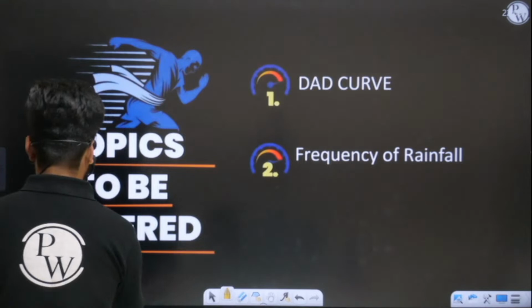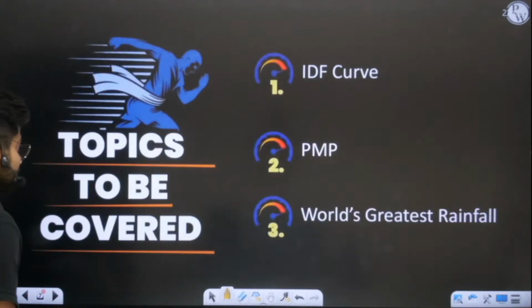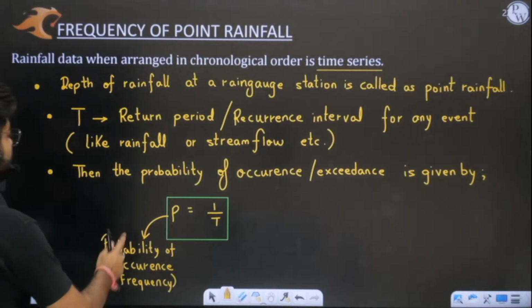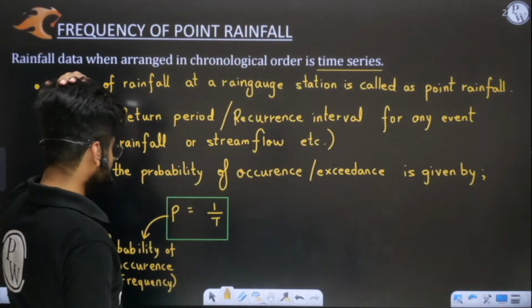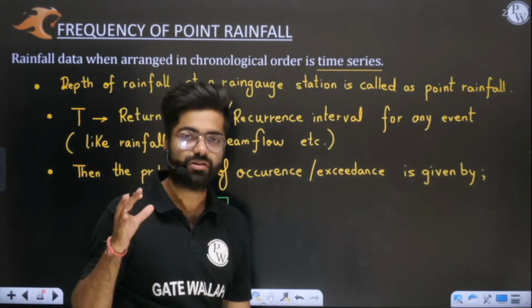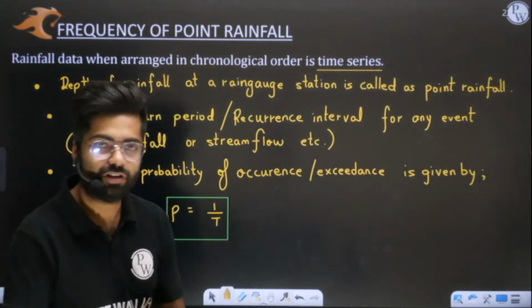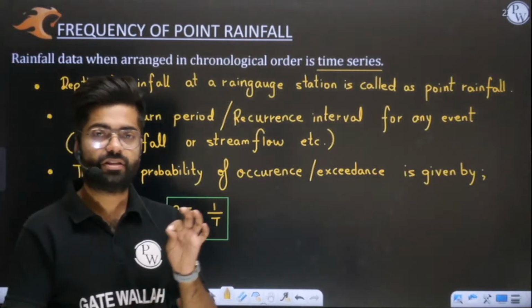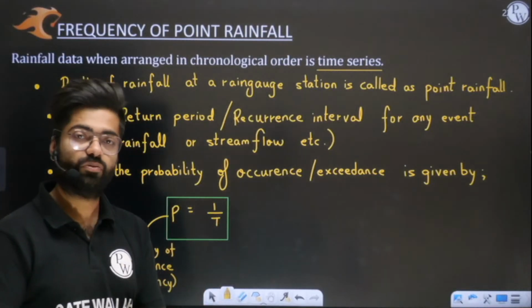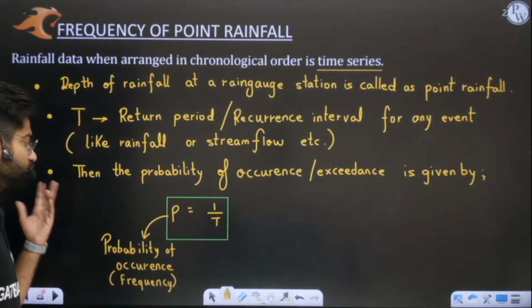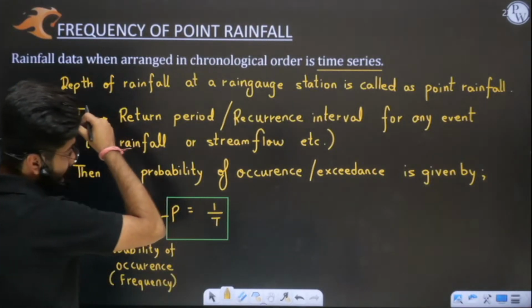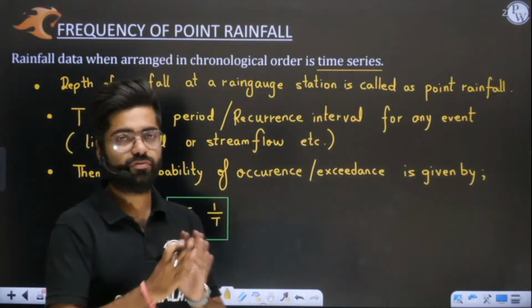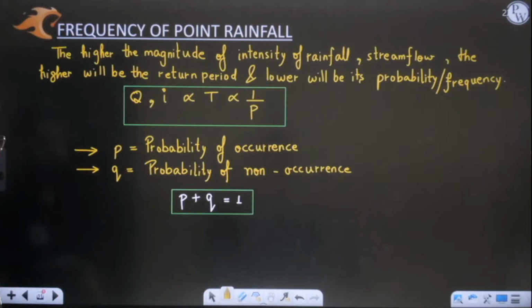Okay, so in last class we also discussed about frequency. I hope you remember what frequency was. See, any kind of rainfall event, any kind of flood event is basically having a particular frequency or probability, whose formula was 1 upon return period. I hope you understood the concept of return period. I have already explained it to you in the last class. I hope you remember that.